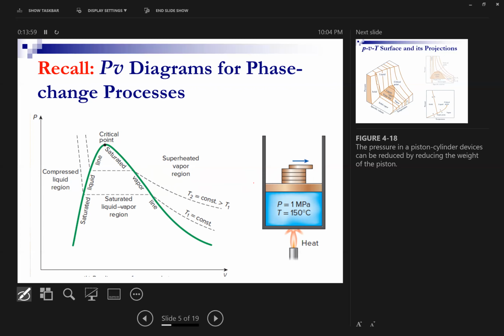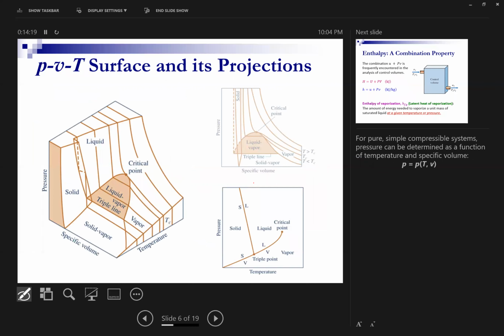Okay, with that said, let's see what can we do with these separate graphs if we want to combine them and make one single diagram for the properties of pure substance. We can actually do that, and by doing that, we can generate a surface. This surface is the pressure specific volume temperature surface. This is a unique surface for any pure substance, and it shows us all possible states for a material. All right, for instance, this one is for water.